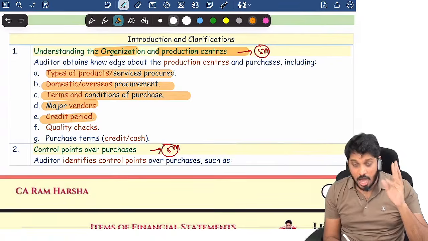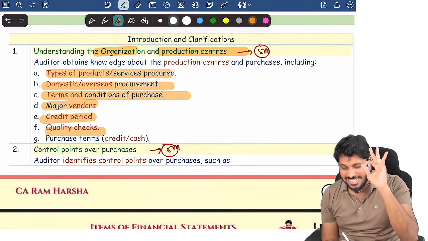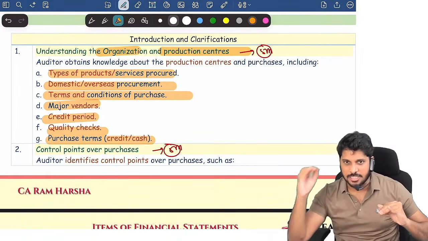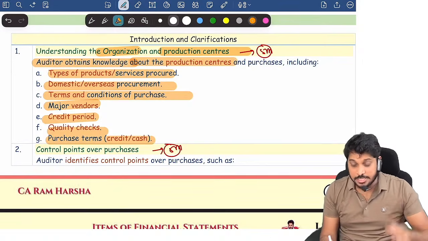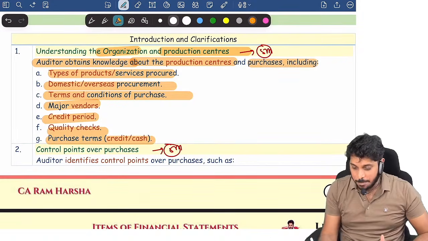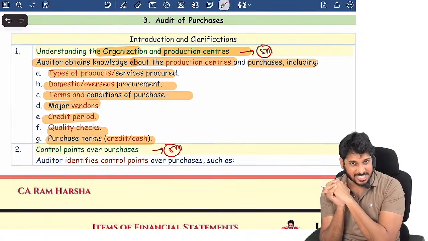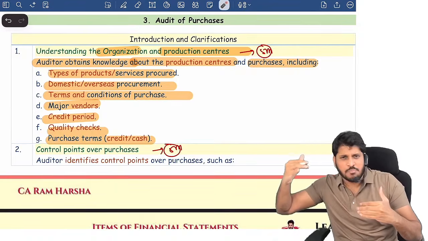Okay, and how much credit period the company gets, and is the company performing quality checks or not, and what are the purchase terms, are they purchasing in cash or are they purchasing in credit? So the auditor obtains knowledge about production centers and purchases. You need to get an understanding of what the company's production center is, and you need to understand how the company purchases. Understanding purchases means what?